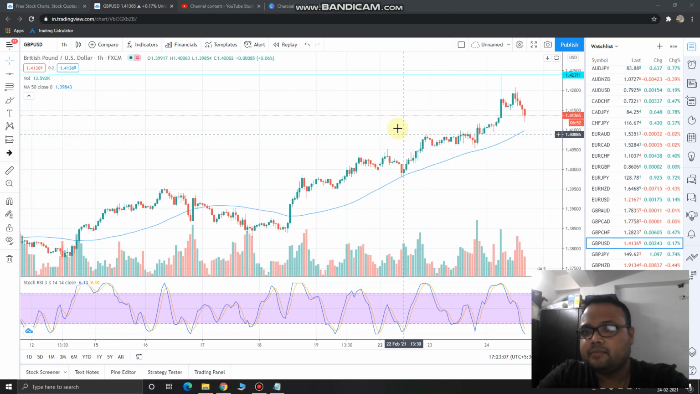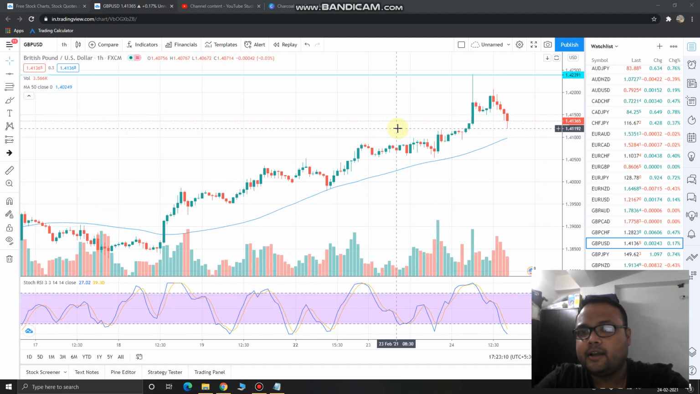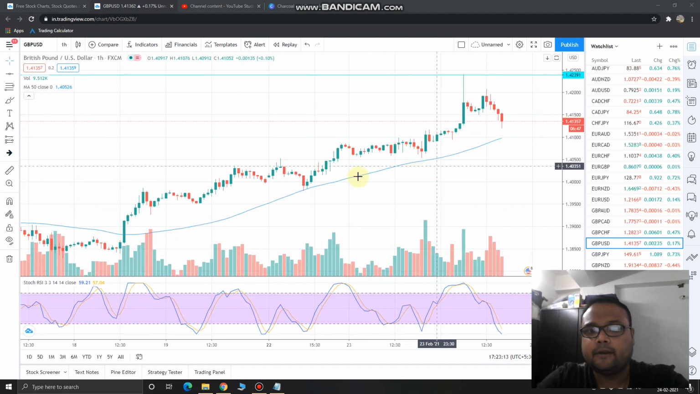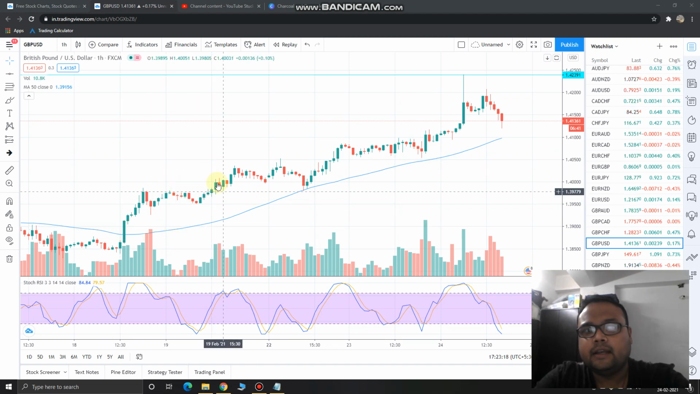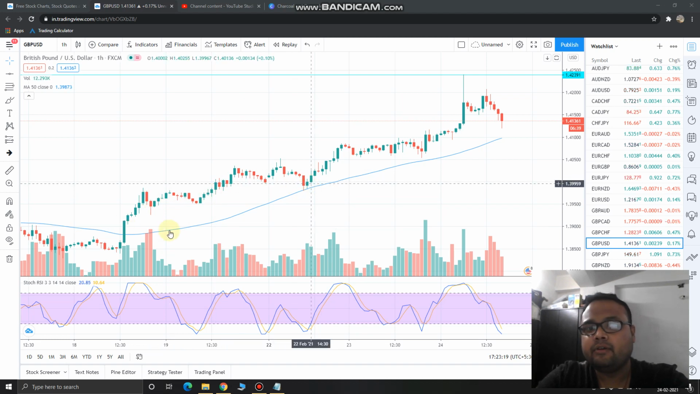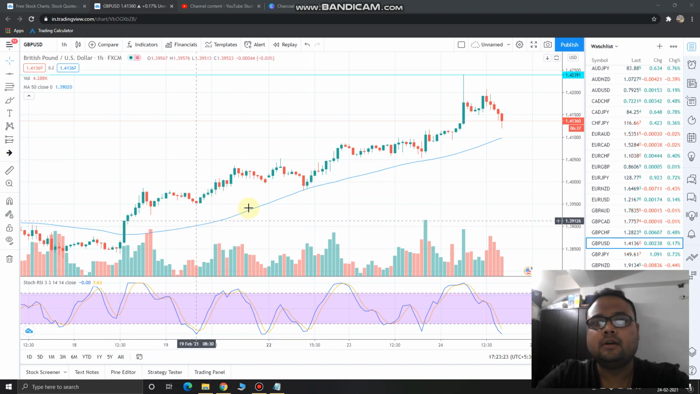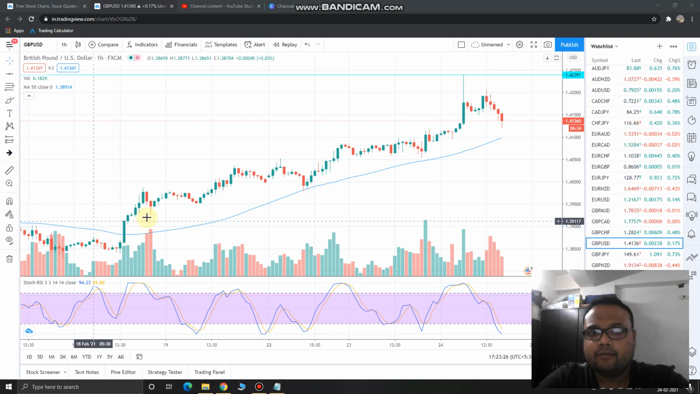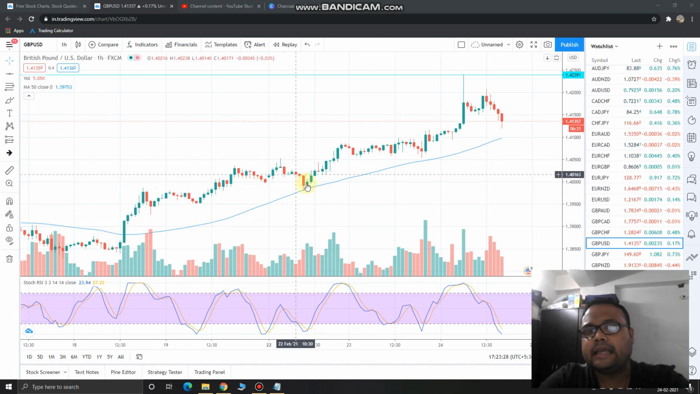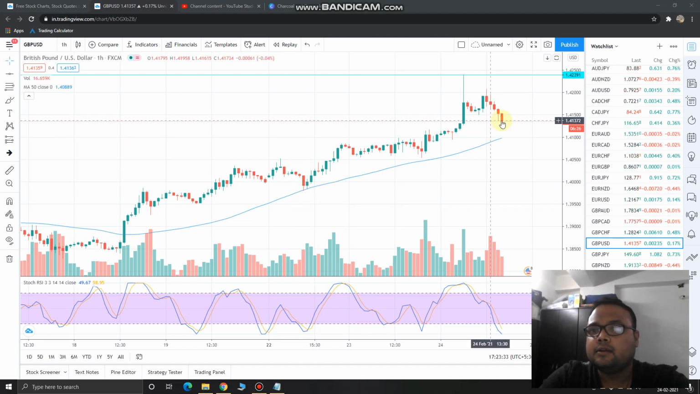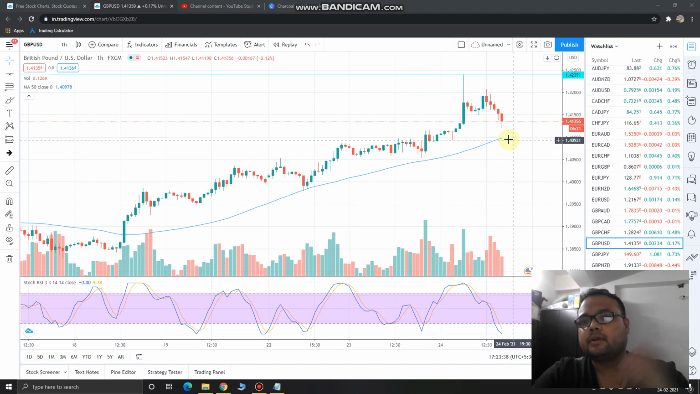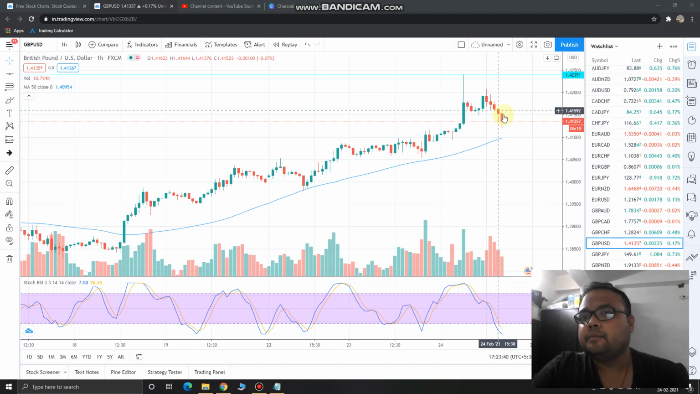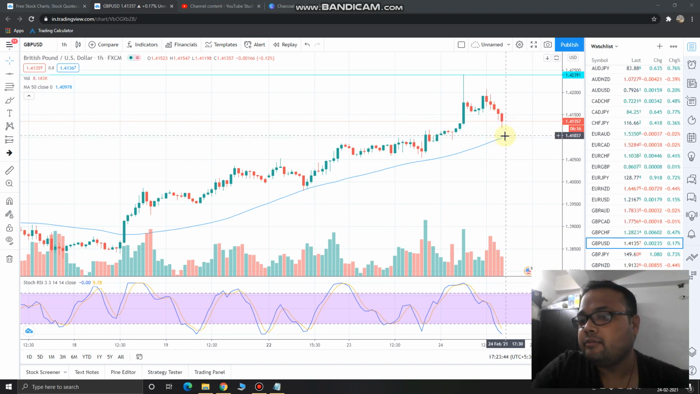You can see that British pound US dollar is right now trading at 1.4136. Okay. And beautifully it is following the 50 period moving average. This is a 50 period moving average, this blue line. You can also use it. So whenever it is correcting, it is taking support and we are seeing some price rejection and it is going up again. Okay, so right now it is trading at 1.4135.